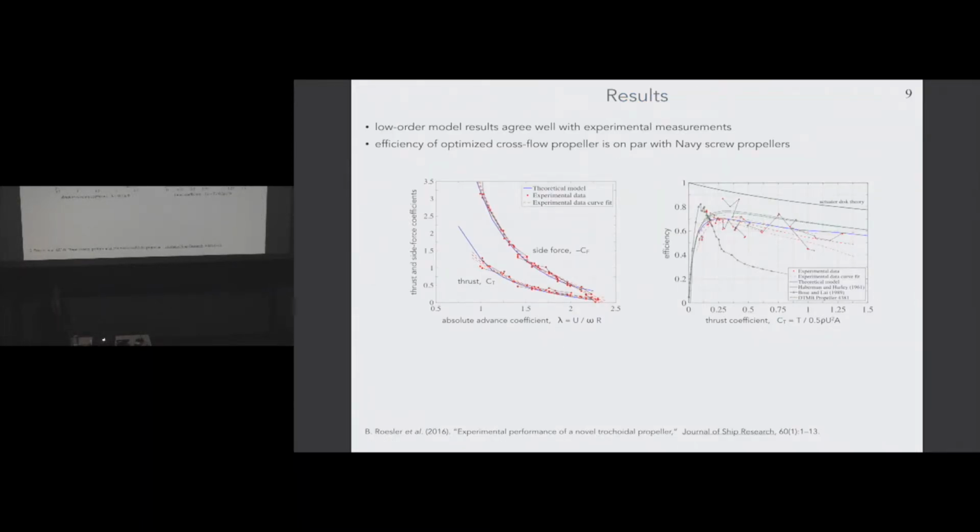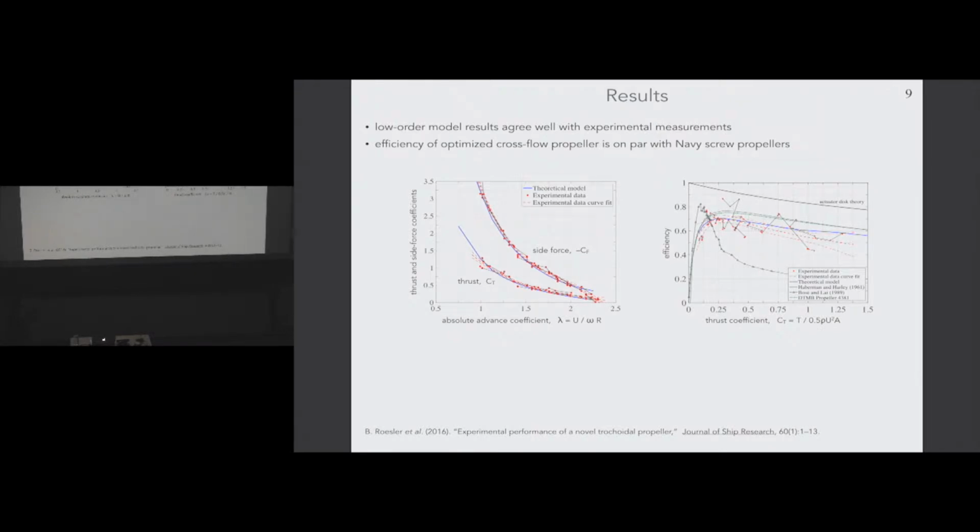Fortunately for us, these model results compared really well to the experiment, surprisingly well, to be frank. So here's thrust and side force compared between the experiment and the model. We're showing different what are called advance coefficients here. That's a different way of non-dimensionalizing your flow speed by your rotation speed and the radius of the propeller. And so you can see the good agreement there.